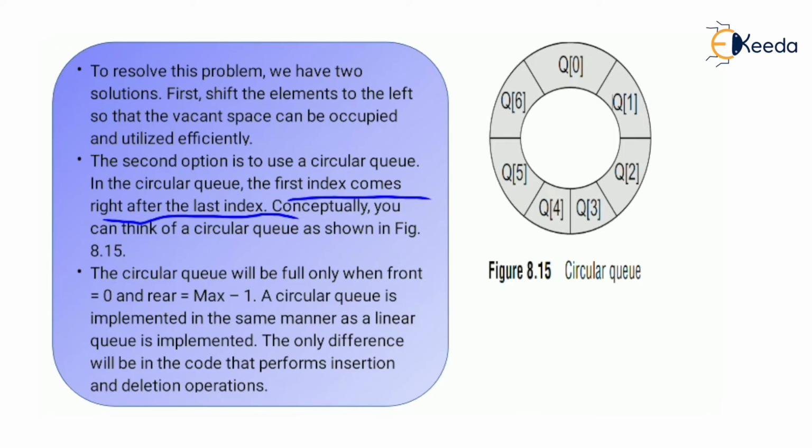A circular queue is implemented in the same manner as a linear queue is implemented. The only difference will be in the code of the linear queue and the circular queue. In a linear queue, we are using different algorithms. In that, we have to consider the conditions of front and rear. And here also, for the circular queue, we consider the conditions of insertion and deletion with respect to front and rear.